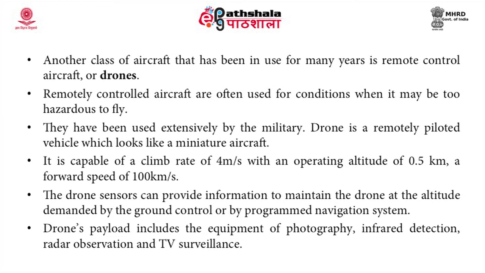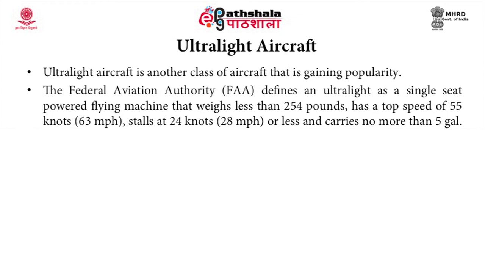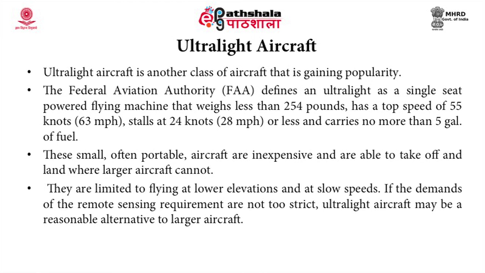Ultralight aircraft is another class of aircraft that is gaining popularity. The Federal Aviation Authority defines an ultralight as a single-seat powered flying machine that weighs less than 254 pounds, has a top speed of 55 knots, stalls at 24 knots or less, and carries no more than 5 gallons of fuel. These small, often portable aircraft are inexpensive and are able to take off and land where larger aircraft cannot. They are limited to flying at lower elevations and at slow speeds. If the demands of the remote sensing requirement are not too strict, ultralight aircraft may be a reasonable alternative to larger aircraft.